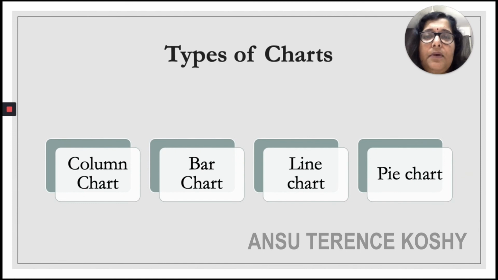Now let's talk about the different types of charts in MS Excel. We have four main types of charts. They are column chart, bar chart, line chart and pie chart. Let me repeat one more time. Column chart, bar chart, line chart and pie chart. I'm only going to show you the pictures in this presentation. The next presentation will be about these types of graphs.